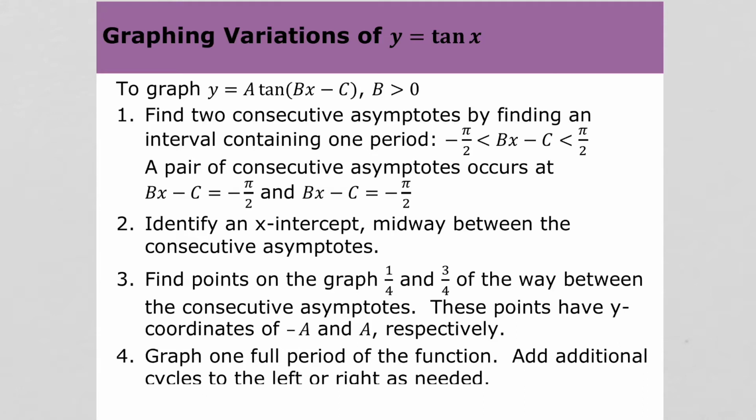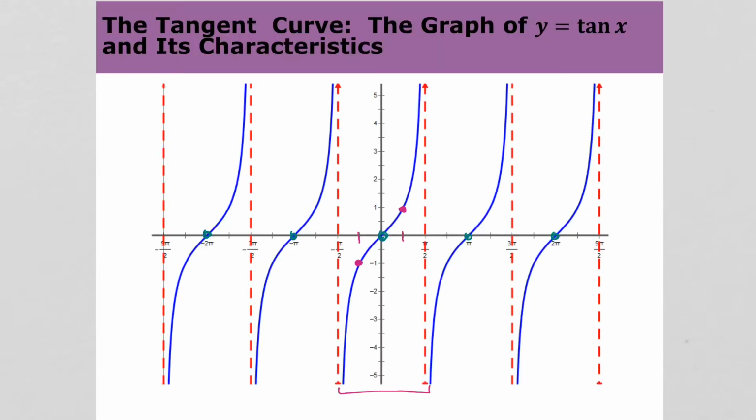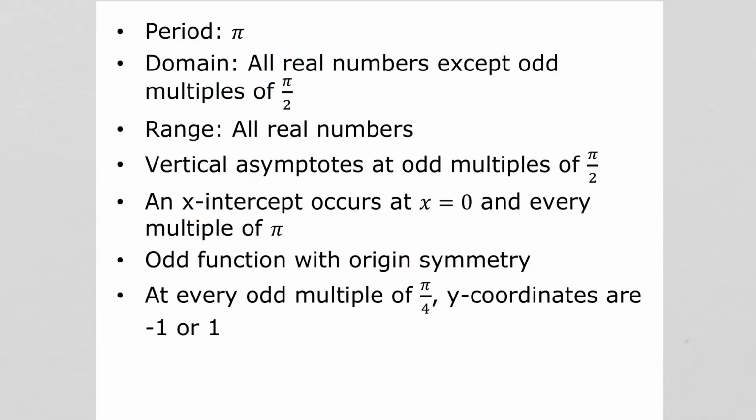So graphing tangent, you first want to find the period, and here's how you do that. You use this thing right here. You've got bx minus c, which is in the same place as it was with sine and cosine, and you put that between, instead of negative pi and pi, negative pi over 2 and pi over 2. Because that's where it's defined. That's where we get a period.